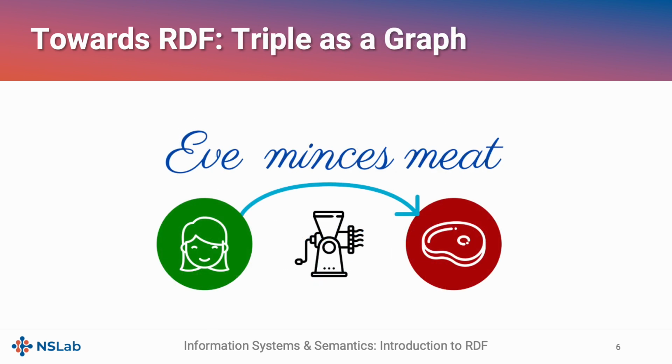We can also capture such a statement or semantic triple as a graph where subjects and objects are nodes, and the predicate forms some oriented edge between these two nodes. As it is evident from this statement, the direction really matters, because in this case we wouldn't want to model that meat minces Eve, and this is something that you always need to take care of, that the order matters.